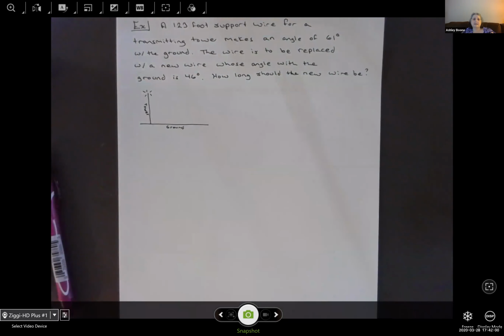A 123-foot support wire for a transmitting tower makes an angle of 61 degrees with the ground. The wire is to be replaced with a new wire whose angle with the ground is 46 degrees. How long should the new wire be?